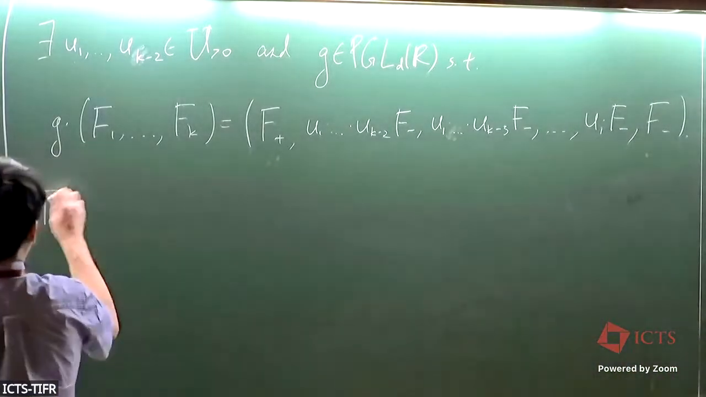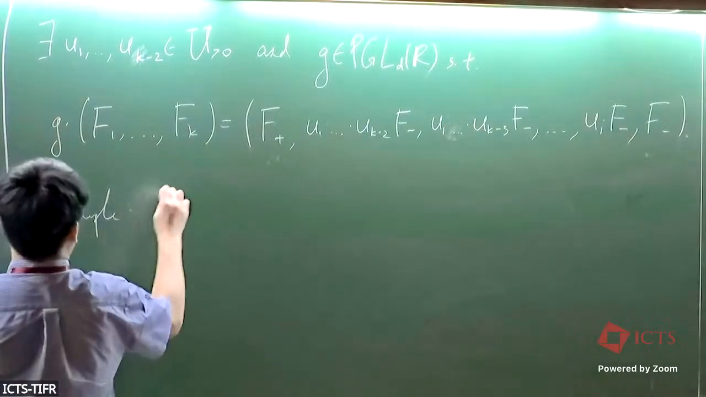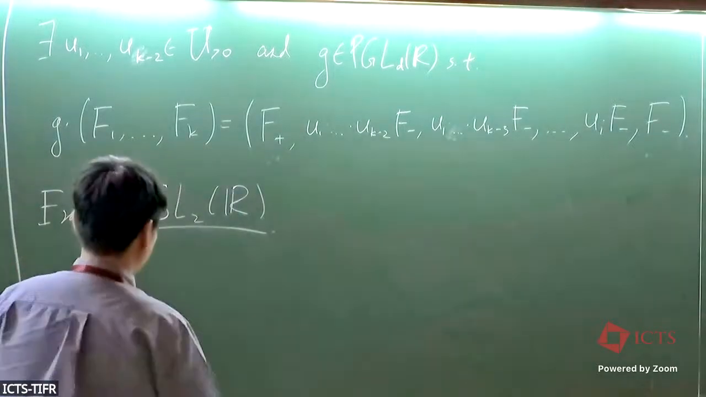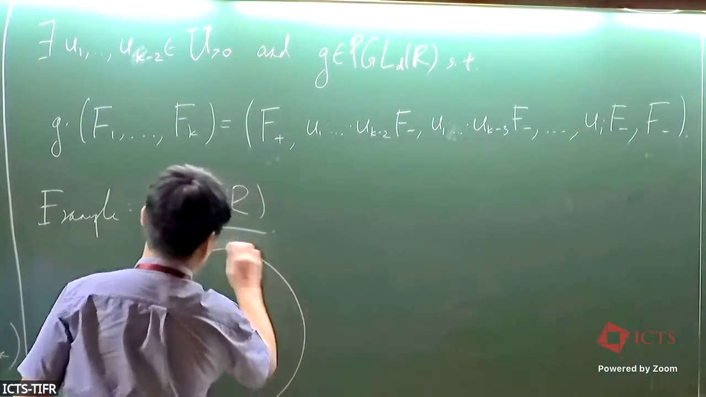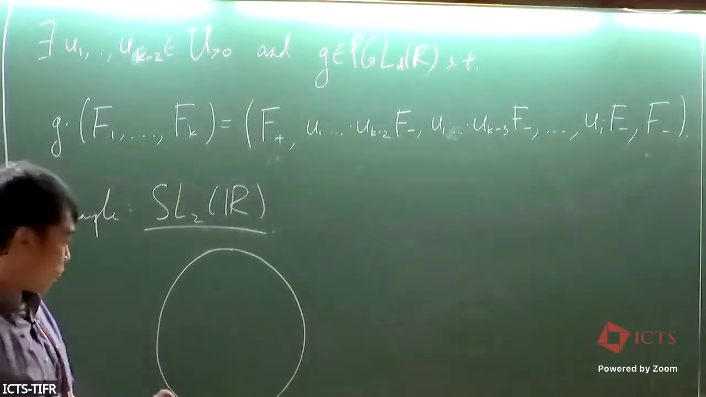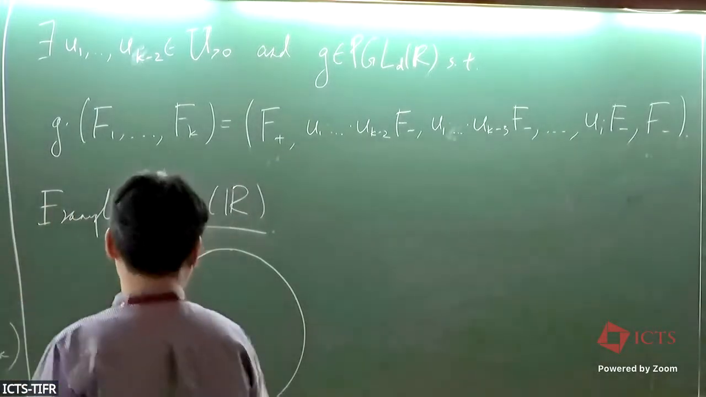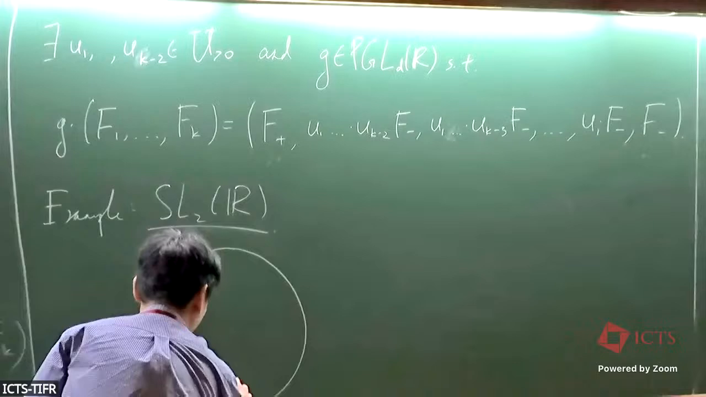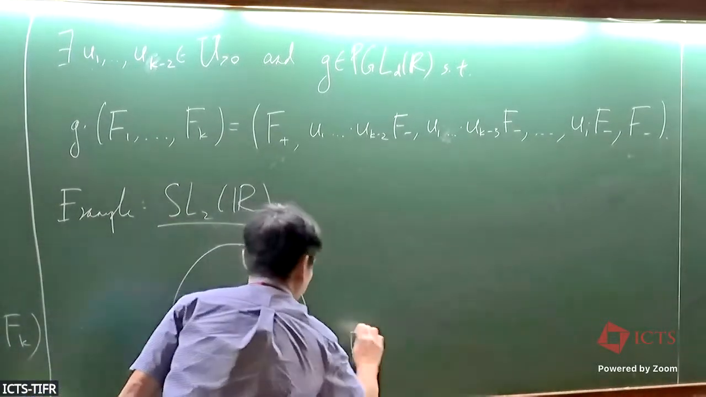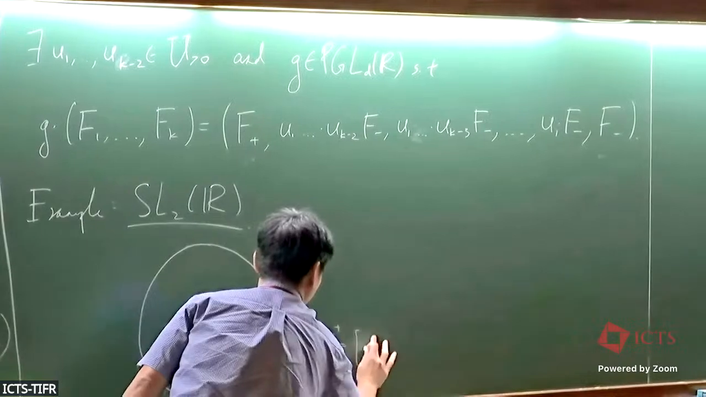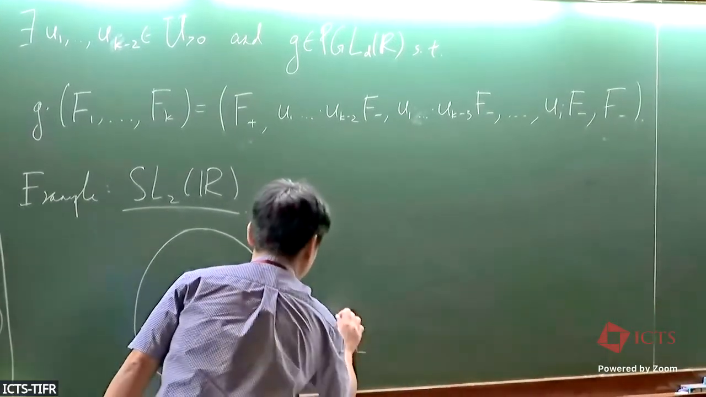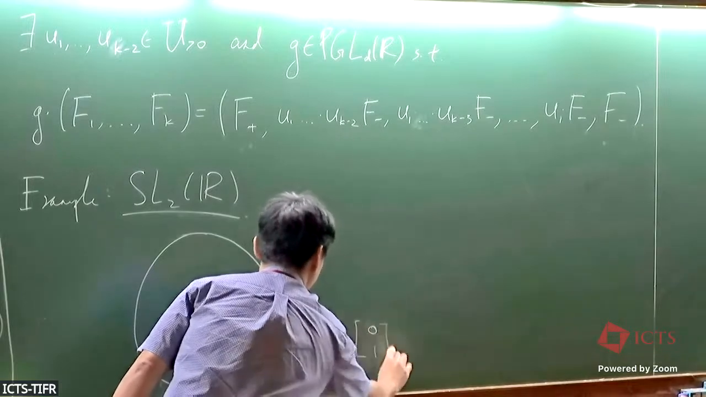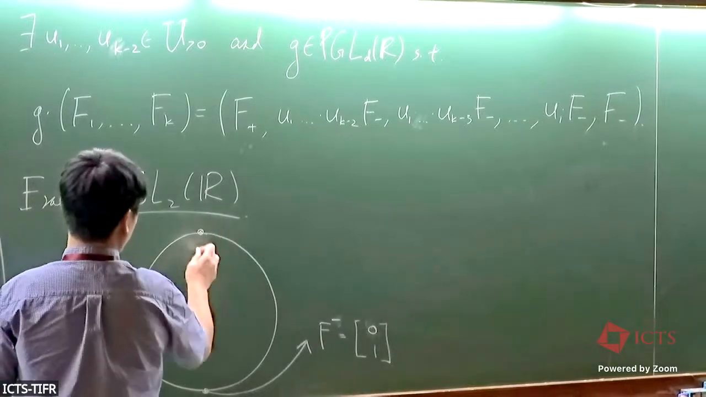Okay, so let's look at the example of SL(2,R). In SL(2,R), what is my F plus and my F minus? F plus is e1, that's the point (1, 0). F minus is the point (0, 1).